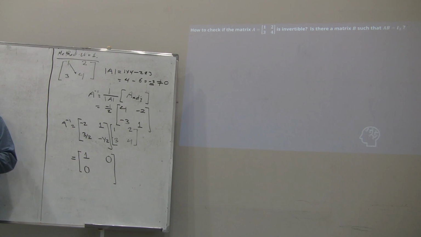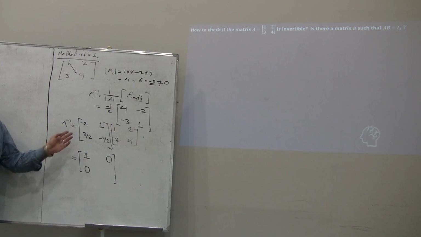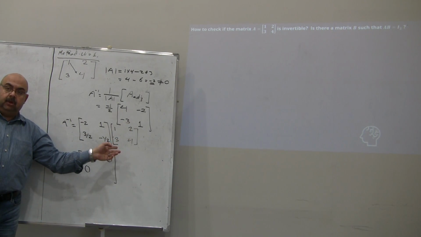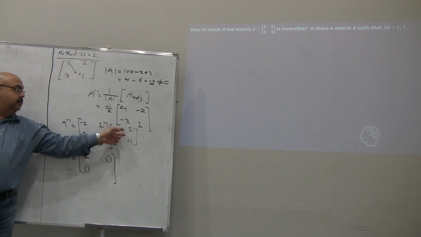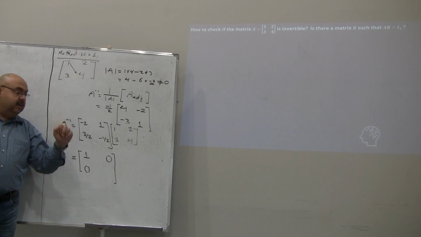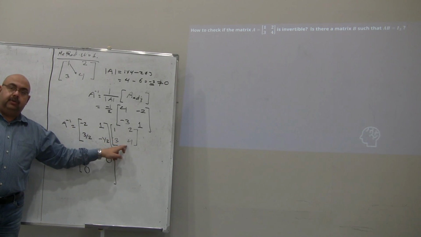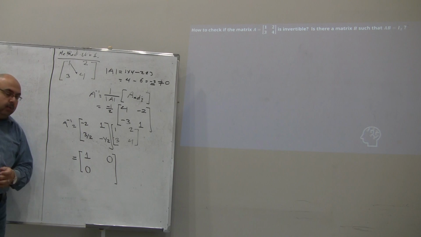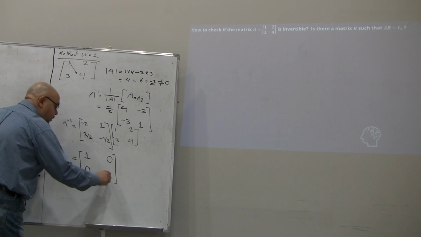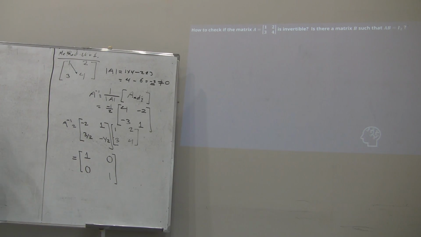I will do it once more for the last number. I will multiply the second row by the second column. Okay, Omar. 3 over 2 times 2 is going to be 3. Then negative half times 2 is going to be negative 2. The sum of them will be 1. It's a unit matrix. So it is the inverse.